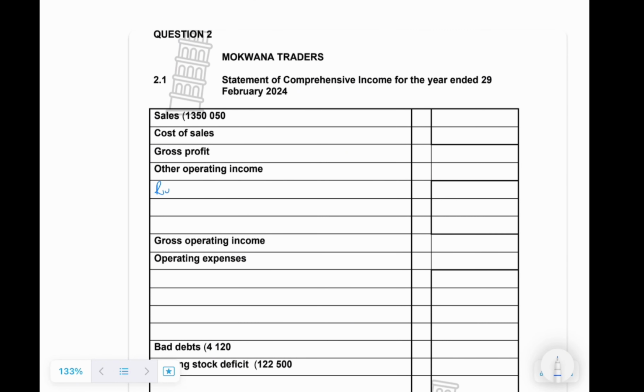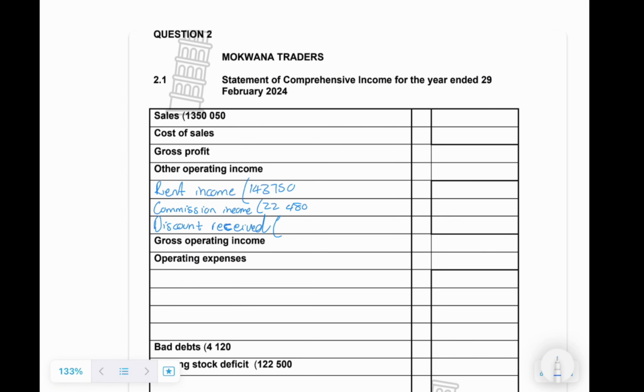The first one is rent income for 143,750. And then the second income we have is commission income. Open bracket, you transfer the amount, 22,480. The last one we have is discount received.